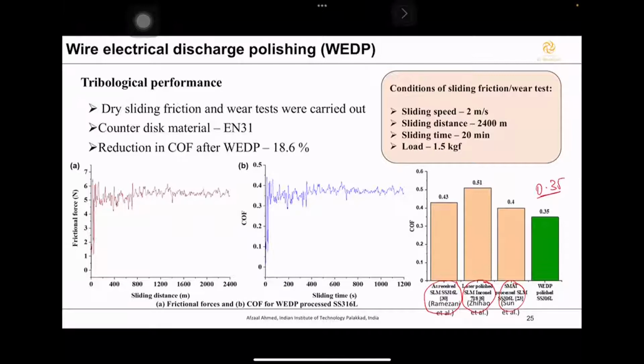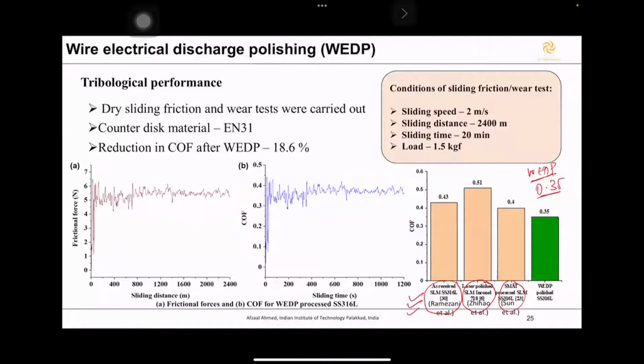But here in our case with WEDP, these results are already published, we have reported that 0.35 is the minimum COF, coefficient of friction, which we get. So that means the implant, or the component which is polished, has much better performance in wear as well.